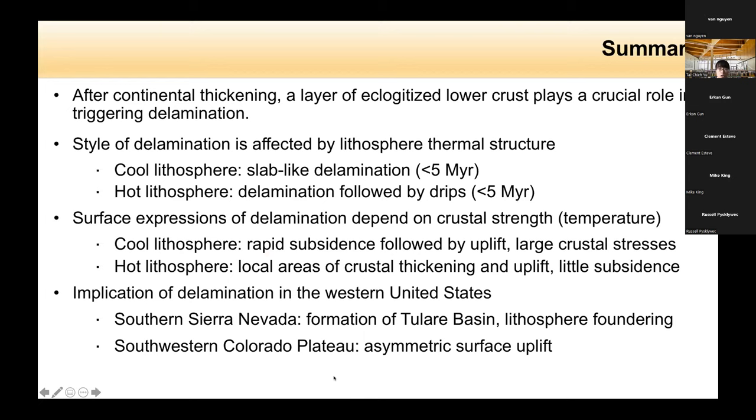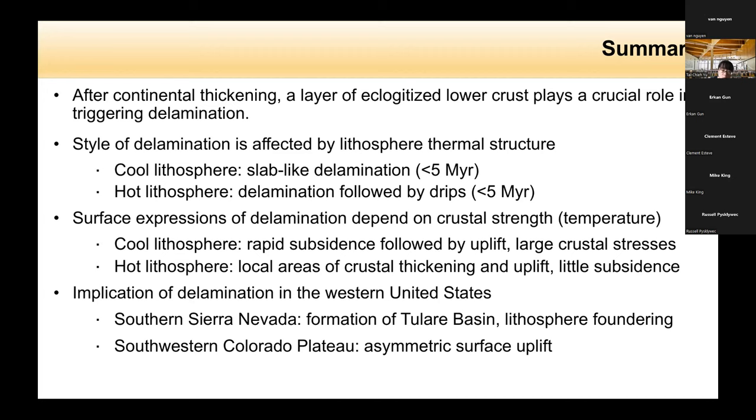The take-home message is that the eclogitized lower crust plays a crucial role in triggering delaminations. And the lithosphere temperature will affect the styles of the delaminations. The slab-like delamination and the delaminations followed by drips can remove the lithosphere in less than 5 million years. Moreover, the surface expressions caused by the delaminations will distinguish the crustal strength.